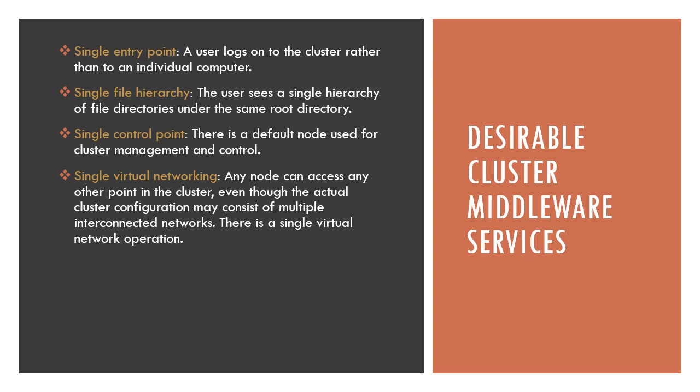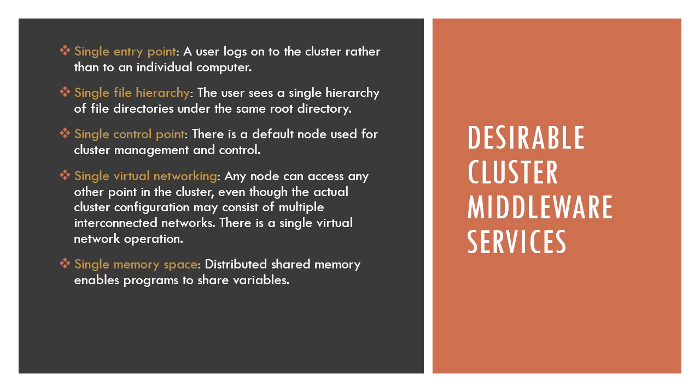Single virtual networking. Any node can access any other point in the cluster, even though the actual cluster configuration may consist of multiple interconnected networks. There is a single virtual network operation. Again, there are three computers in the cluster. Computer 1 is connected to computer 2 with a cable, and it is connected to computer 3 with another cable. Even when computers 2 and 3 are not physically connected to each other, a process on computer 2 can access a service on computer 3 due to the virtual network between them.